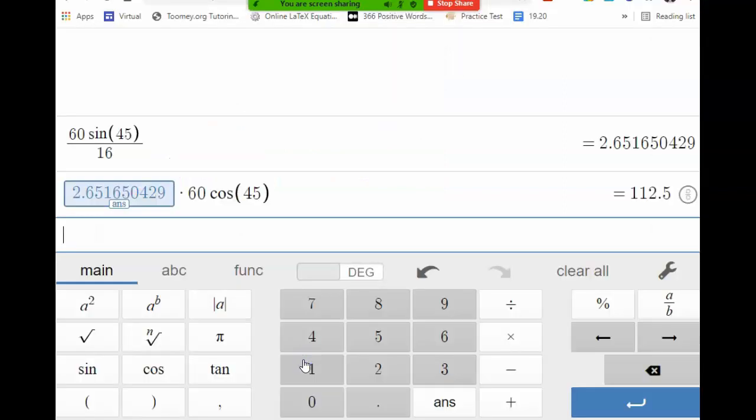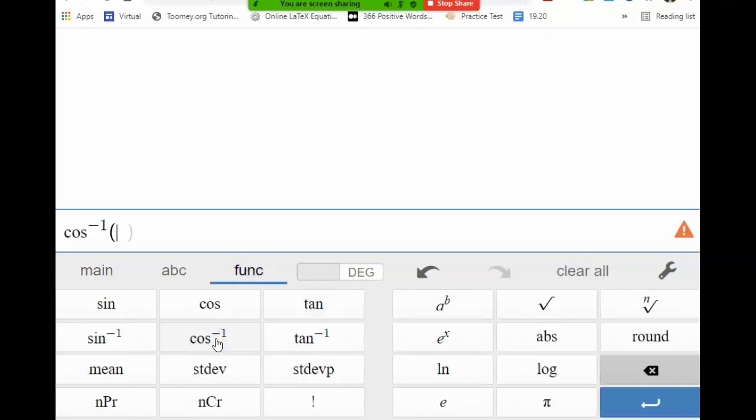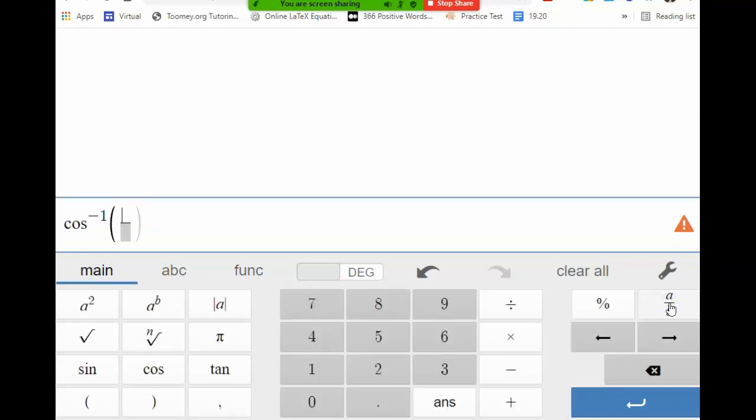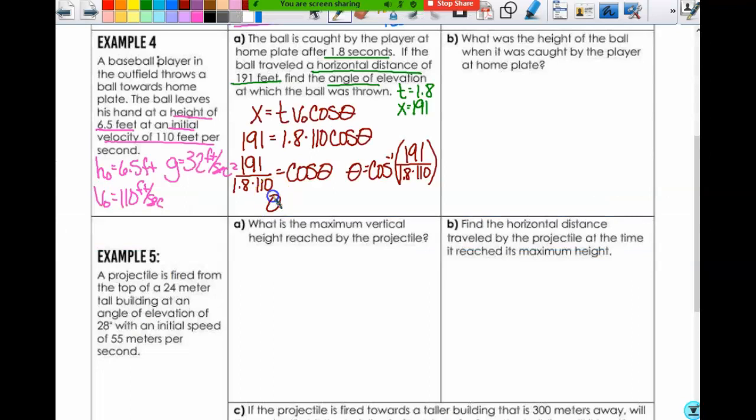So over here, I'm on a new question, so I'm going to clear off the old stuff. And I'm going to find the cosine inverse of, and I want this to be a fraction, 191 over 1.8 times 110. If you'd rather just go ahead and multiply that out and figure out what it is, that's fine, but not necessary. And there's your answer, 15.281. So your theta is 15.281 degrees.